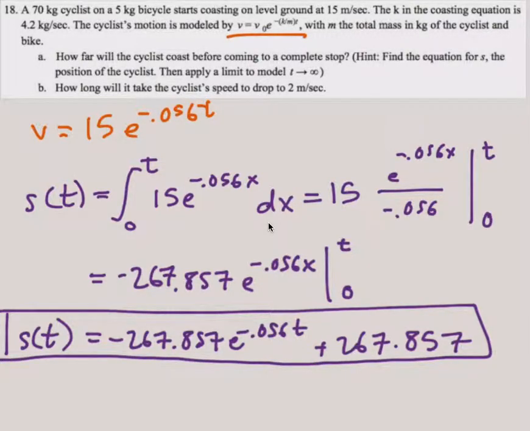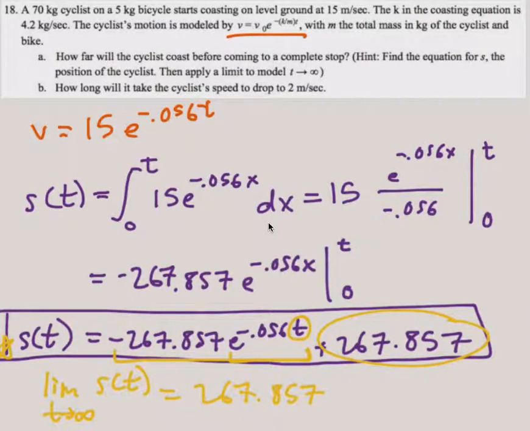I can plug in any time t, and this will tell me how far it's traveled, the displacement. Now to find how far the cyclist will coast before coming to a complete stop, we can take the limit of s of t as t goes to infinity. As it coasts and eventually the velocity hits 0, how far does it travel? If I make t huge, I get e to the negative huge number, so this whole term is approximately 0, and the answer would just be the constant we're adding, 267.857.